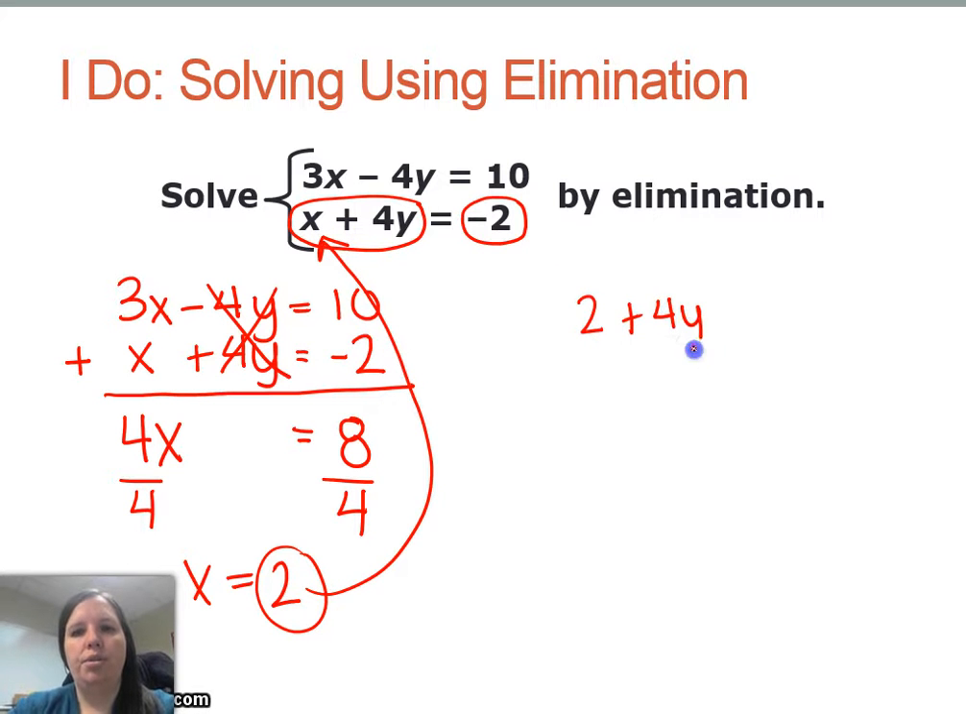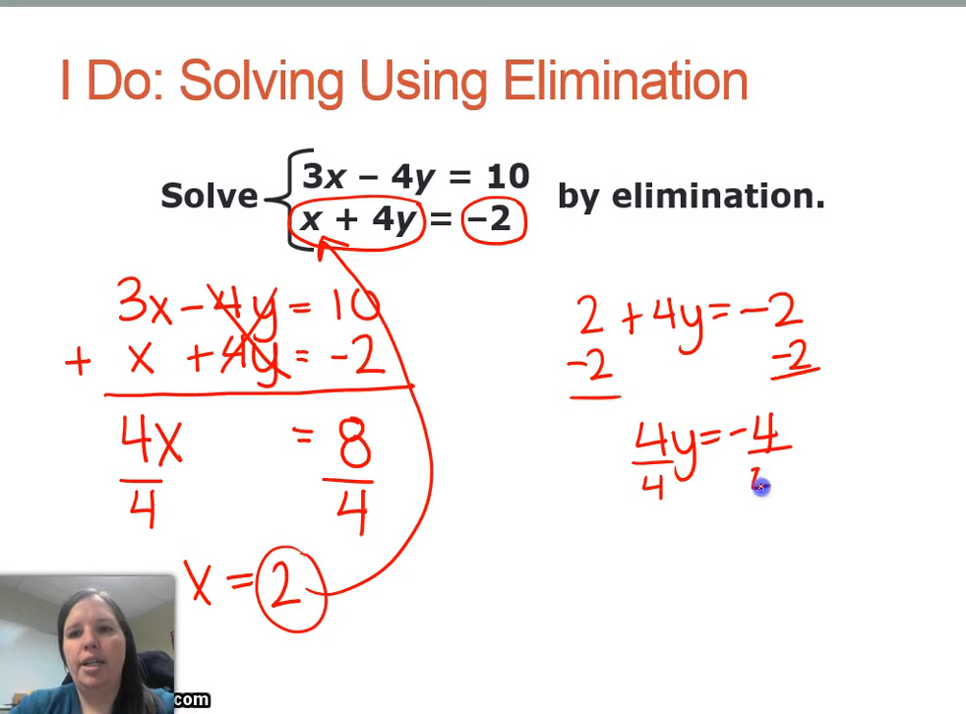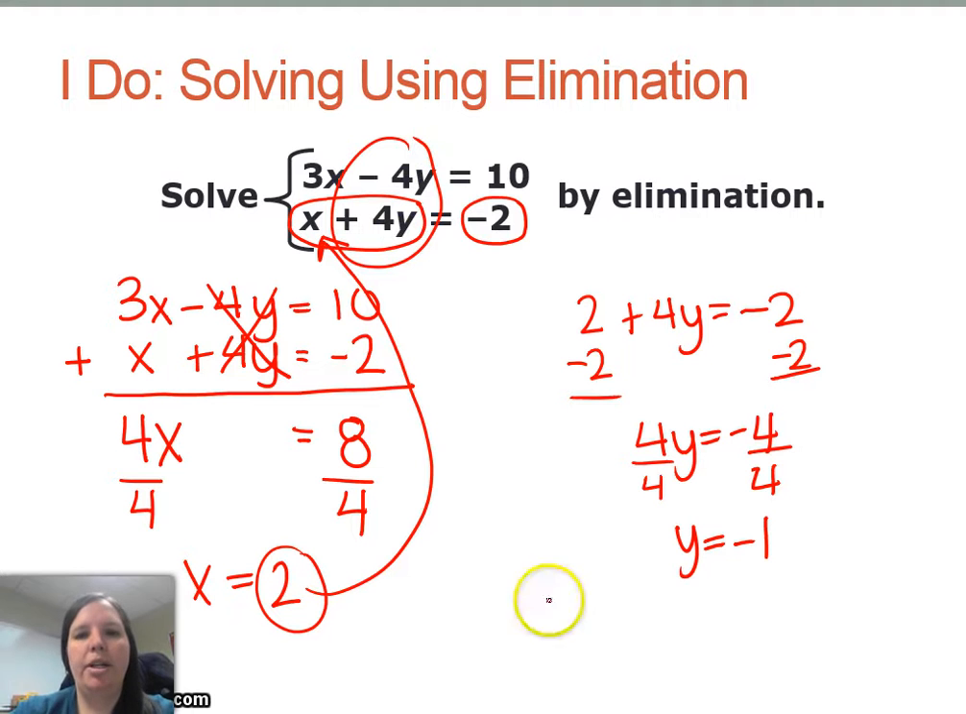So I'll choose to do the second equation, and it really doesn't matter which one you choose, but 4y equals negative 4, divide by 4, so y equals negative 1. So it's that elimination piece, seeing that I can add the two equations together and eliminate one of my variables, that's going to get me through a problem that's not as easily done with substitution.